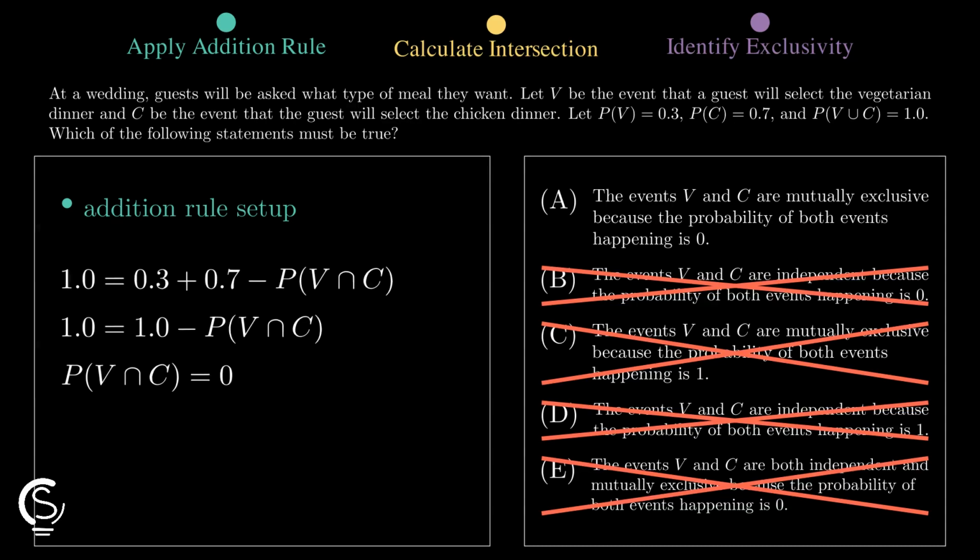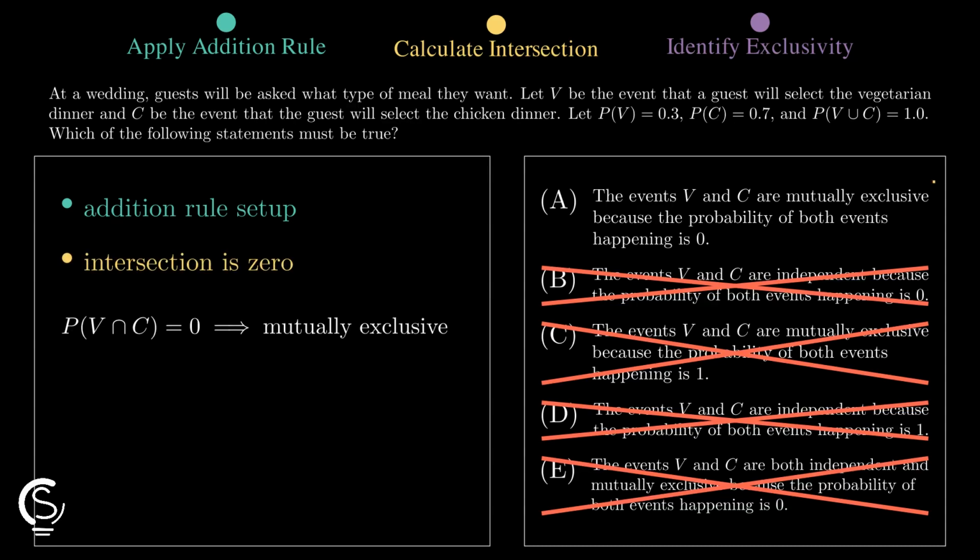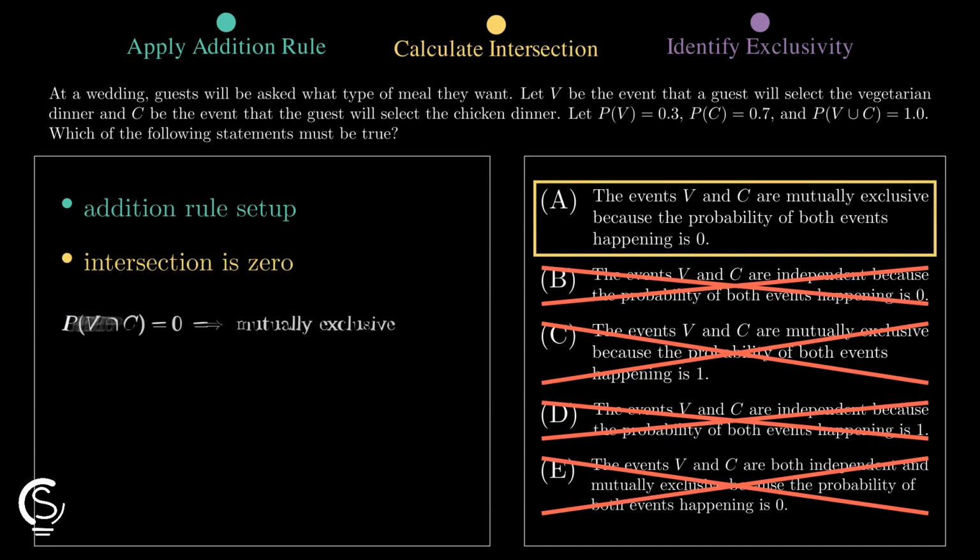By definition, if the intersection of two events is 0, they can't happen at the same time. Therefore, the events are mutually exclusive. That makes option A our final winner.